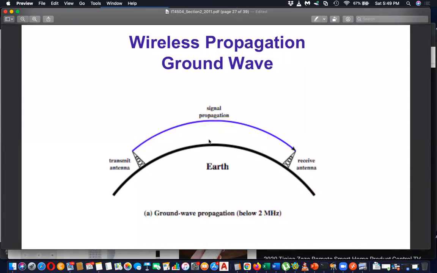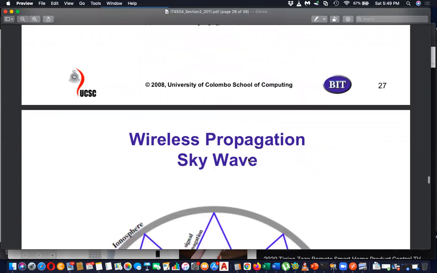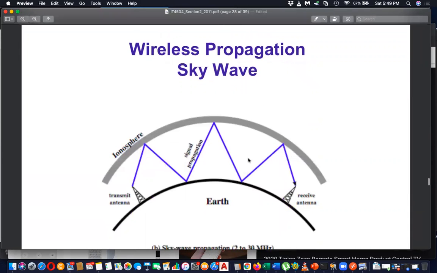So this is how the wireless propagation happens for radio channels. It's going this way. It keeps the same distance with Earth and it's going this direction, because with the gravity, it has affection from the gravity. Right? So this is the skywave propagation.